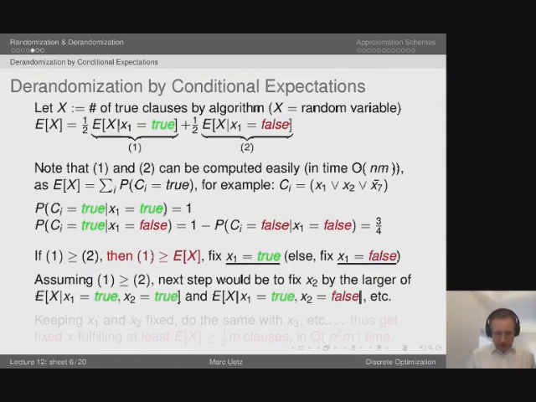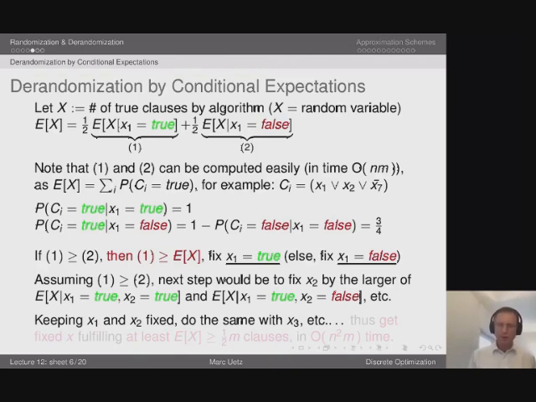So assuming this first conditional expectation was larger than the other one, we just keep this value, the truth assignment of the first Boolean variable, fixed, and we continue with the next variable, variable number 2. So now I would compute the conditional expectation, so the expected number of fulfilled clauses under the assumption that the fixed variable x1 is true and the variable x2 is also true. And I would also compute the same thing under the fixed assumption that x1 is true and x2 is false. And again, I just compare these 2 conditional expectations, and I fix variable number 2 according to the larger of these 2 expressions, right? So keeping Boolean variables x1 and x2 fixed, I do the same with x3, and so on and so on.